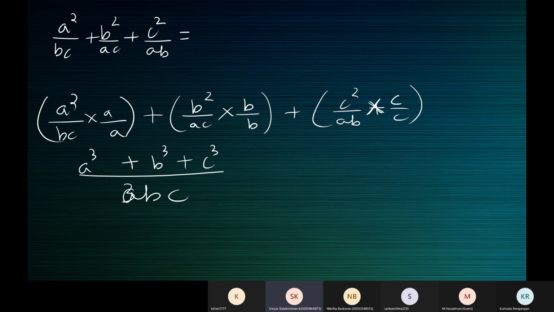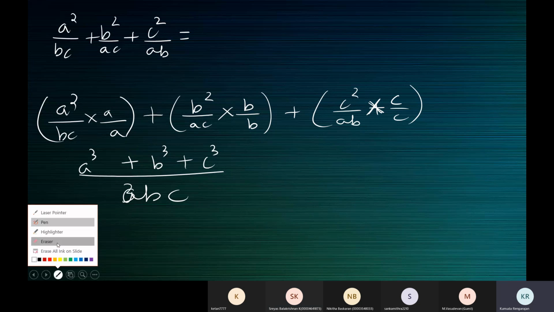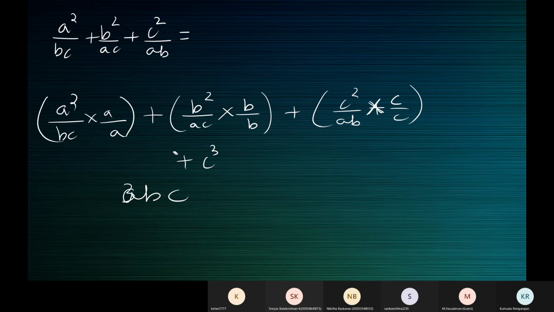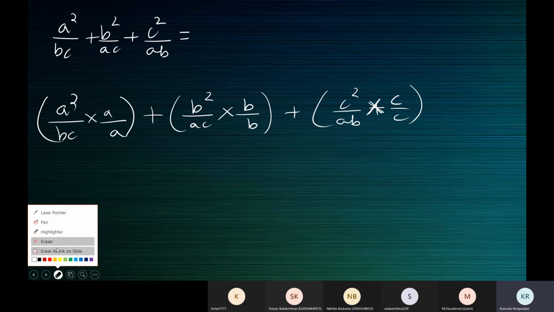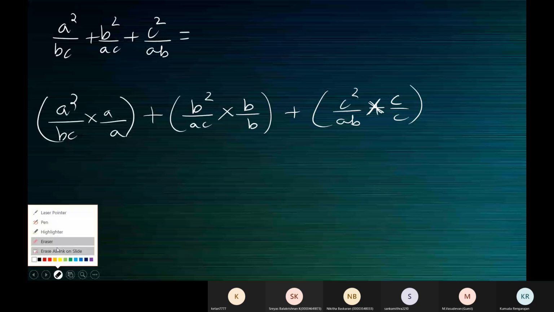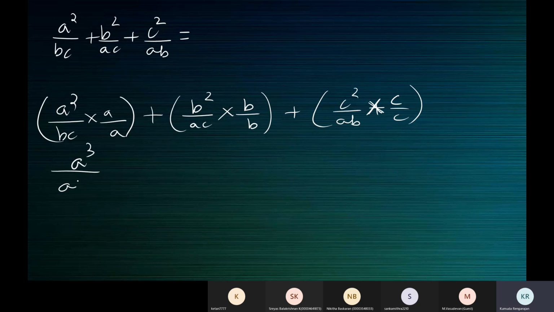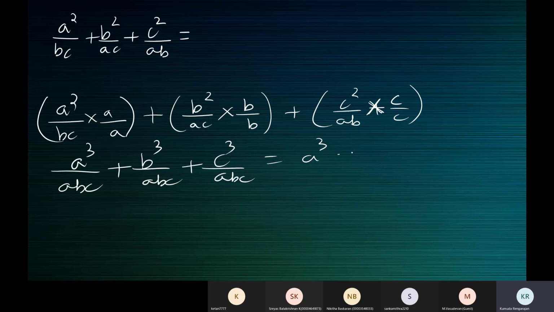In this, we have an identity which states that if A plus B plus C is equal to 0, then A cube plus B cube plus C cube is equal to 3ABC, ma'am. Correct. So it's given that A plus B plus C is 0, right? Yes. So the value of A cube plus B cube plus C cube is equal to 3ABC. So here we get A cubed plus B cubed plus C cubed divided by ABC.